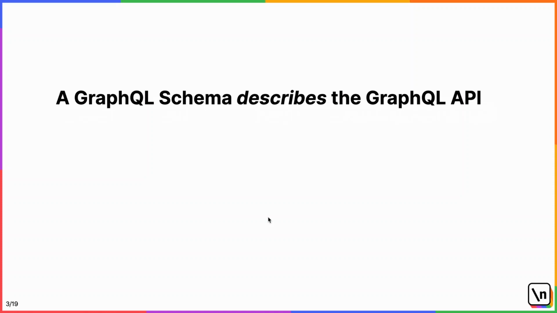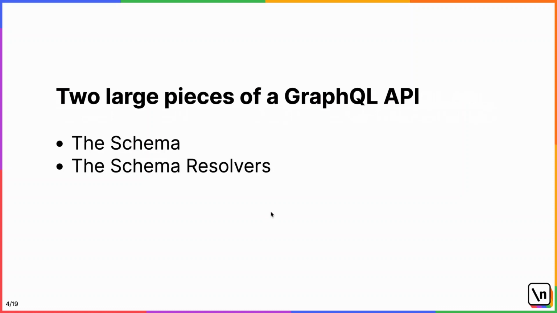That's due to the second piece of a GraphQL API, the resolvers. Resolvers are functions that turn a GraphQL operation or request into data. We'll first talk about a GraphQL schema before we dive into discussing the topics within GraphQL resolvers.